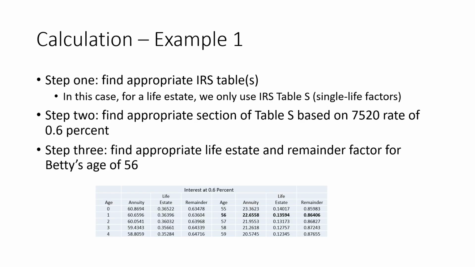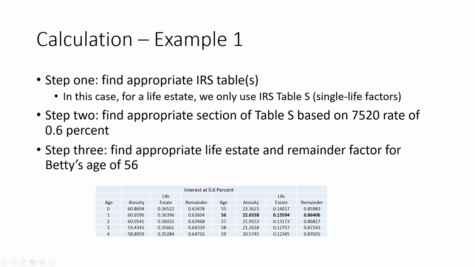So, our calculation first will be to determine the appropriate IRS tables, and in this case, since we have a life estate involved, we're only going to use IRS Table S, which has single life factors. We're not worried about a term of years or anything like that. We just go to the single life factor table and don't worry also about annuities or unitrusts or any of those adjustment factors.